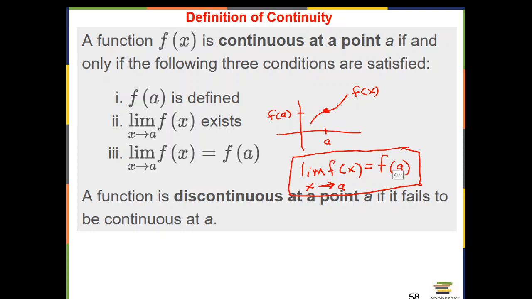That means A has to be, of course, not only in the domain of the function, but f of A has to equal this limit. So another condition is that f of A has to exist. That means it has to be defined. And then the third condition is that the limit has to equal that f of A. So there are three parts to this. Think of it as left side, right side, and the fact that they have to be equal. Those are the three parts to this continuity definition. So a function is discontinuous at a point if it fails to be continuous at a point, obviously.